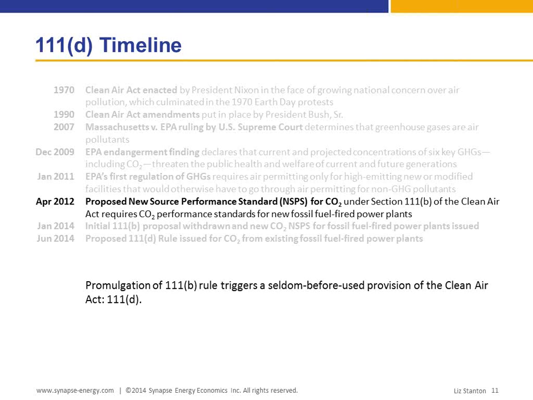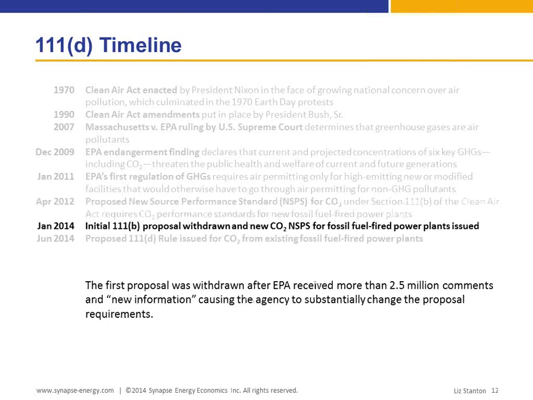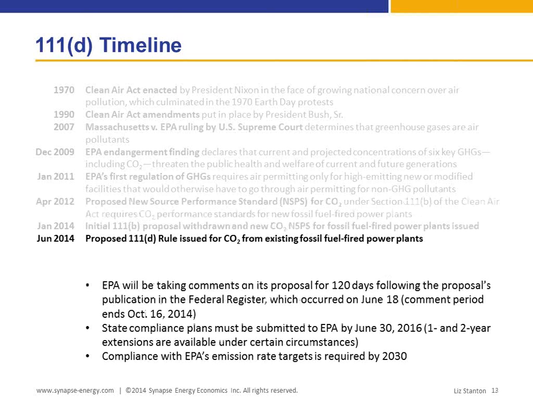The important thing to remember here, and why we're talking about it, is that when 111B is set for a particular industry and a particular pollutant, that triggers 111D. And here we are having 111D for existing fossil fuel plants and for carbon dioxide.